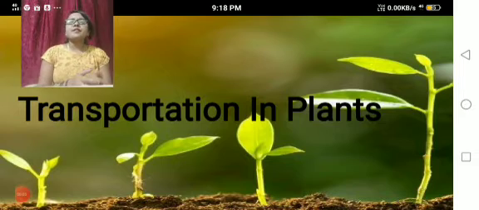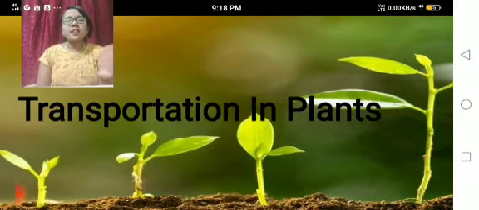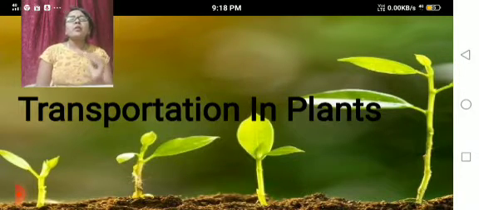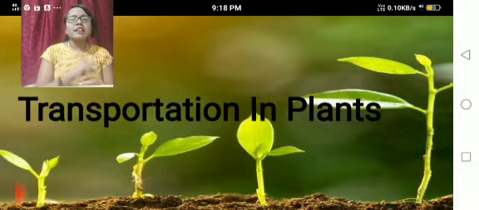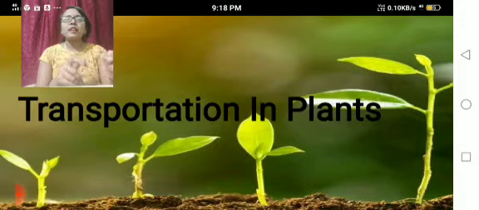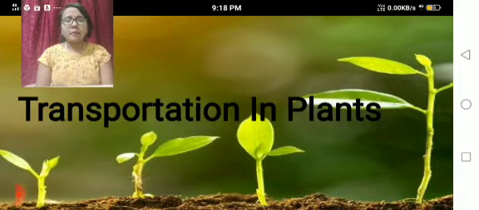Today we are going to study the topic transportation in plants. Before we study transportation in plants, first I will give one definition about translocation. This translocation definition is very important for this topic.